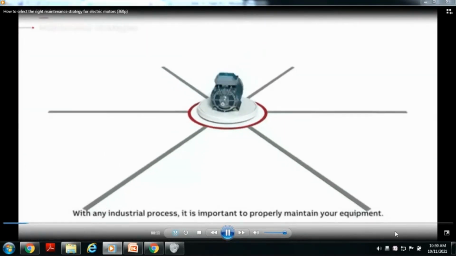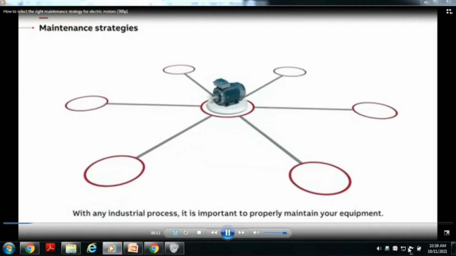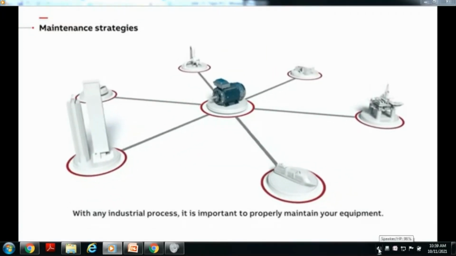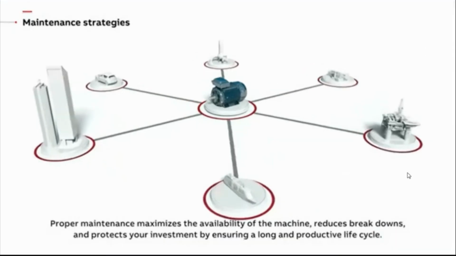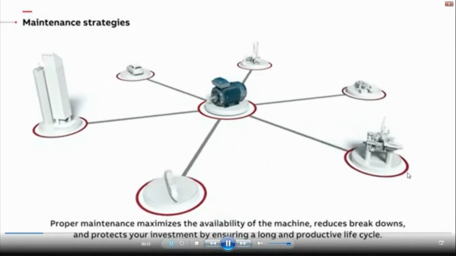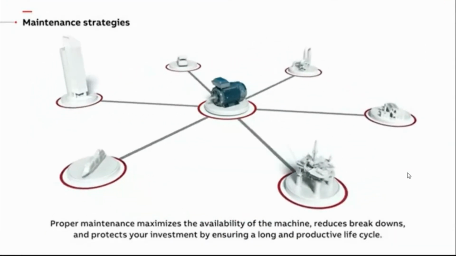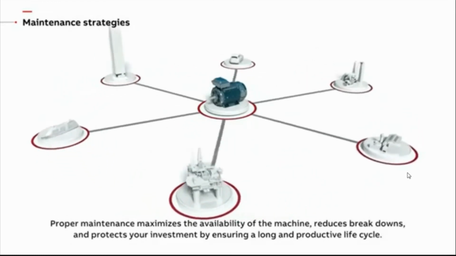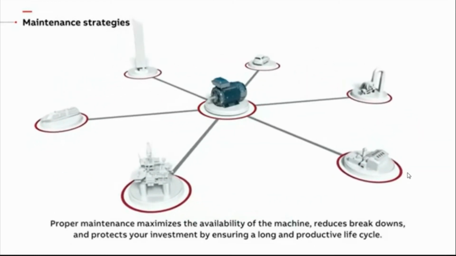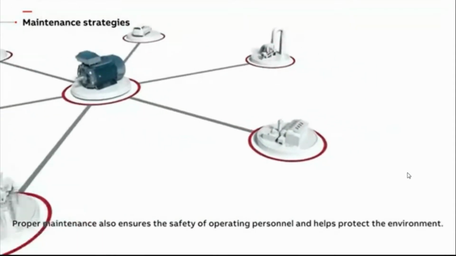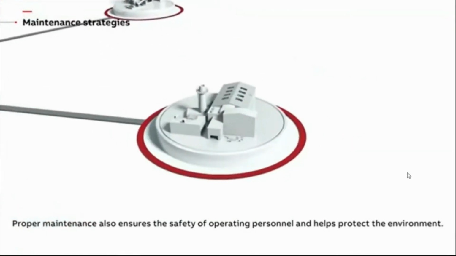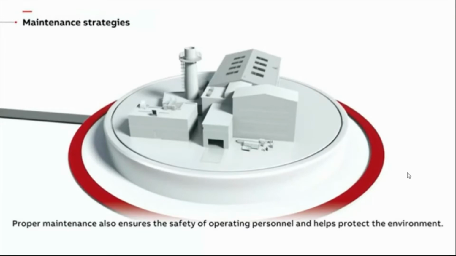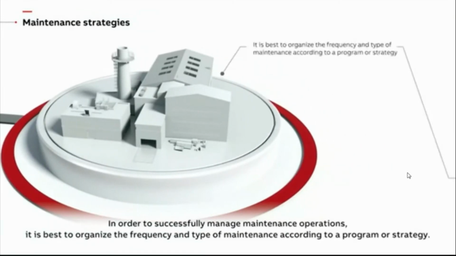With any industrial process, it is important to properly maintain your equipment. Proper maintenance maximizes the availability of the machine, reduces breakdowns, and protects your investment by ensuring a long and productive life cycle. Proper maintenance also ensures the safety of operating personnel and helps protect the environment. In order to successfully manage maintenance operations, it is best to organize the frequency and type of maintenance according to a program or strategy.